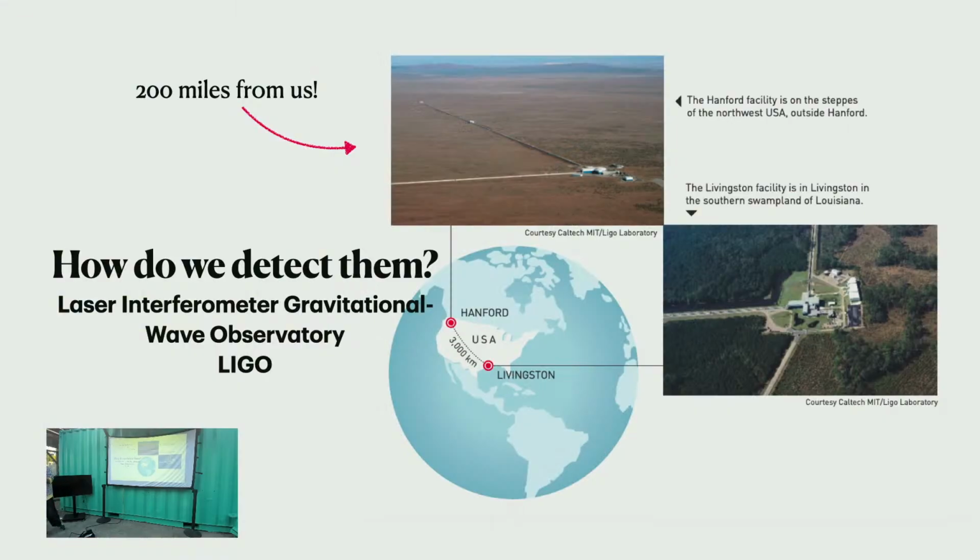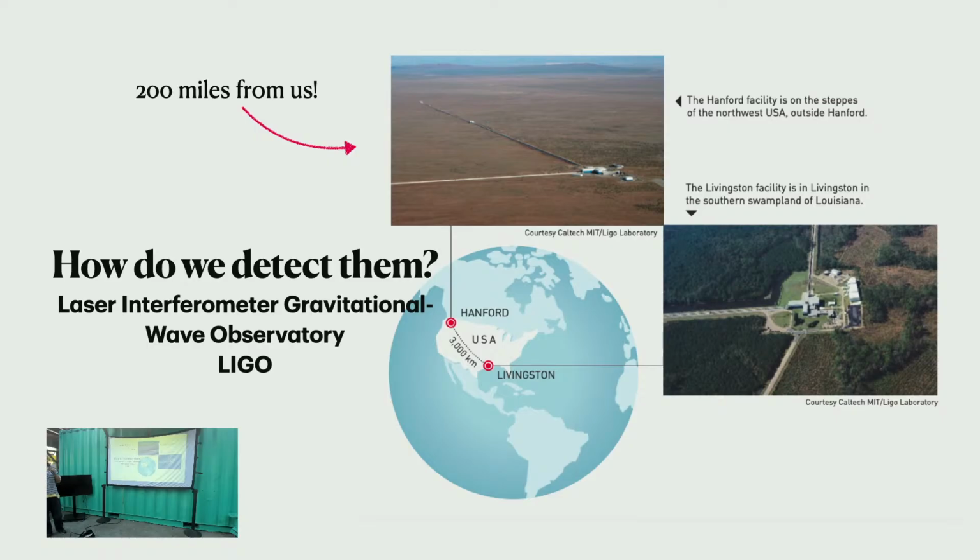Okay, so how do we detect gravitational waves? Like I've mentioned, we use detectors. We have specific detectors for that. One of which is just 200 miles from us in Hanford, Washington. The other one, as the trivia question said, is in Louisiana, and it's called the Livingston Facility. LIGO stands for Laser Interferometer Gravitational Wave Observatory. Interferometer is the instrument that is built to detect it. We'll talk more about that on the next slide.